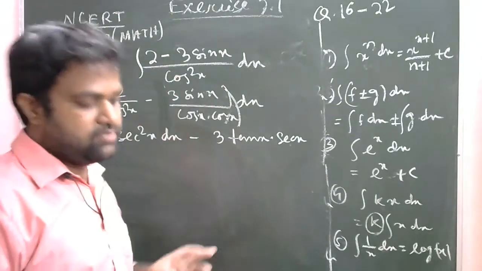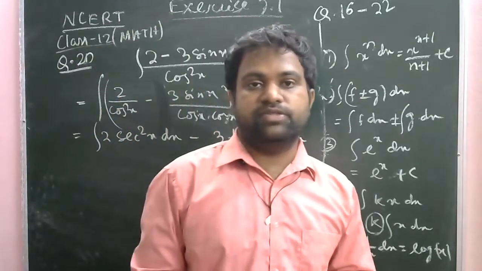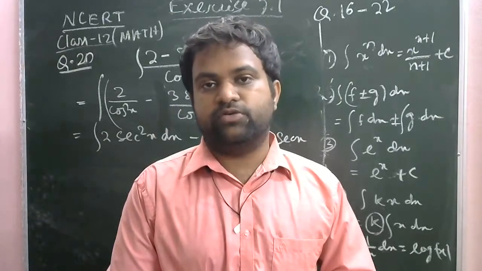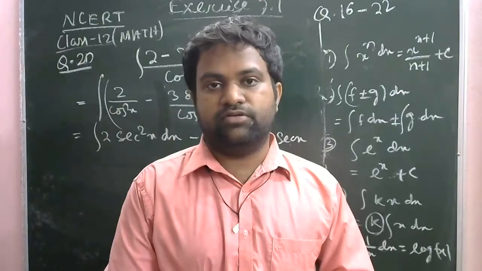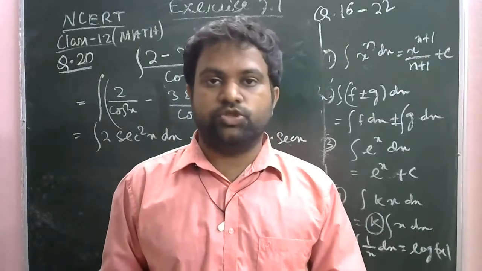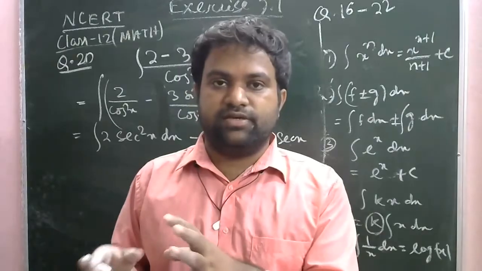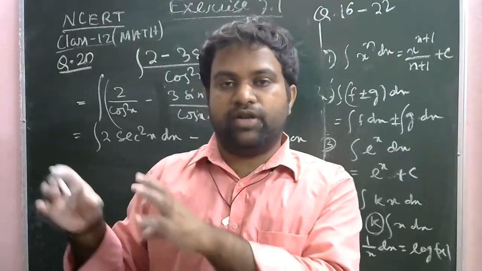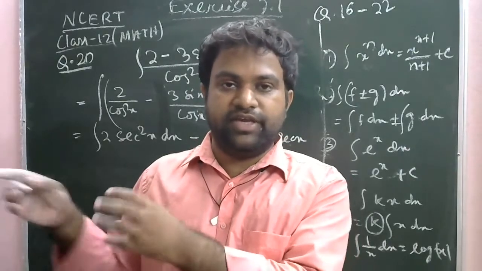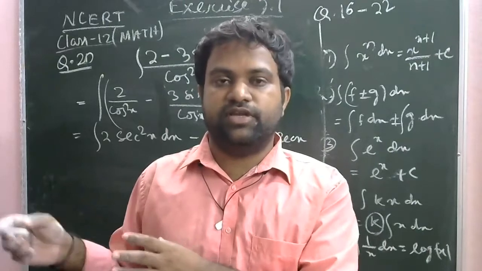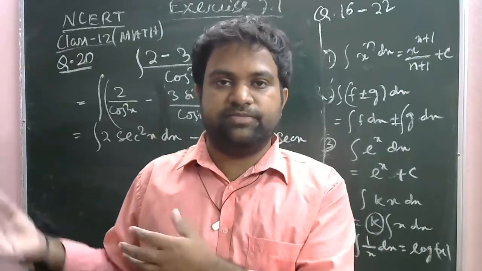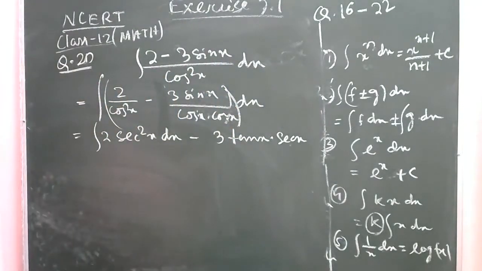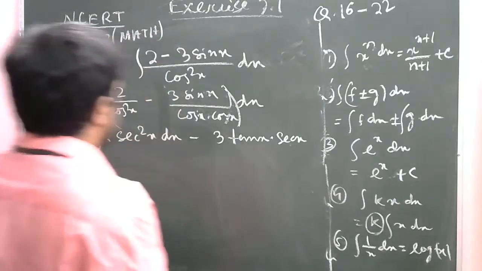So sin x into sec square x, but I do not know what the integration of sin x into sec square x will be. That's why it will not be fruitful. So I have to rearrange the functions in such a way that after simplification it will have a known function, and only then will it be easy for you to calculate.